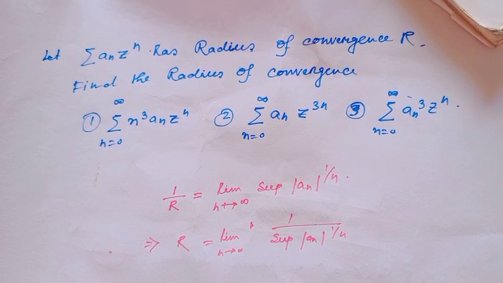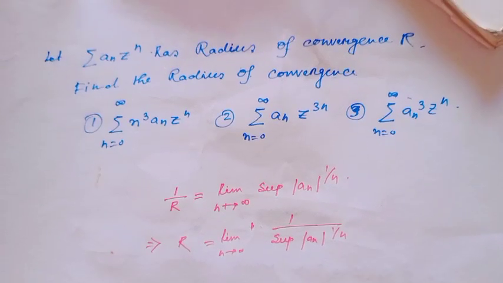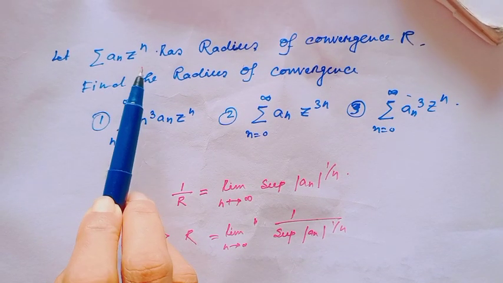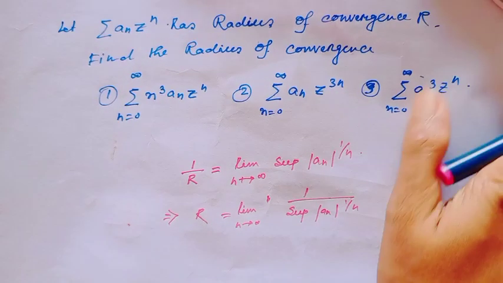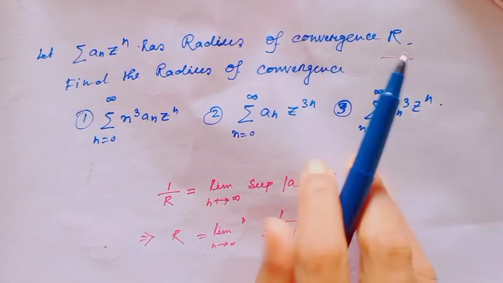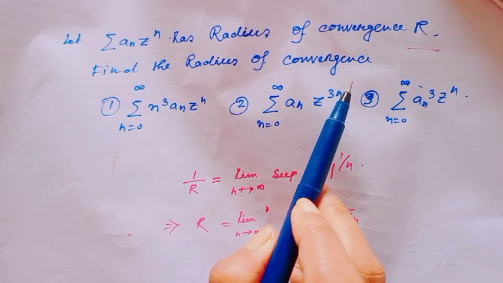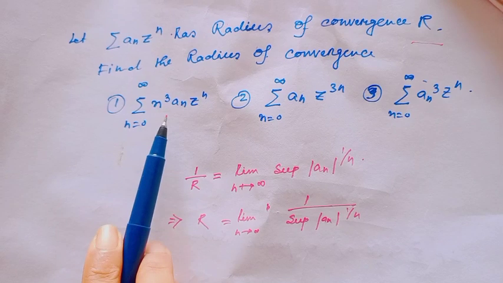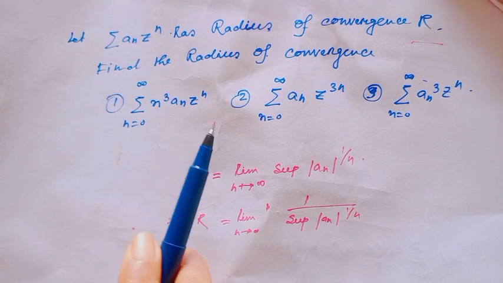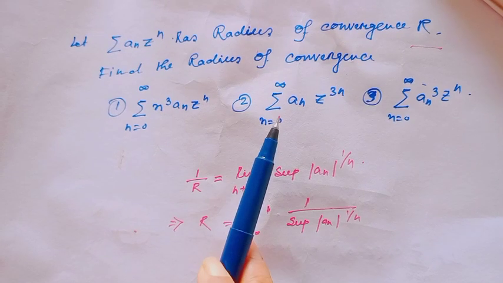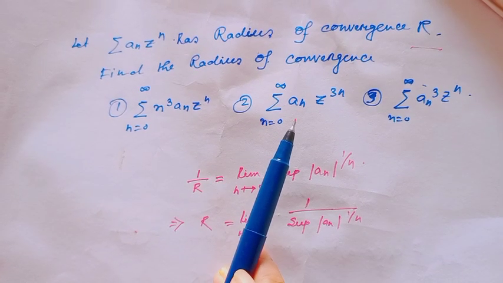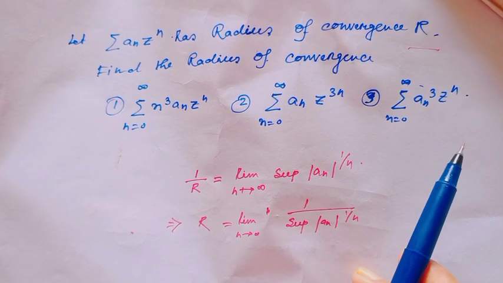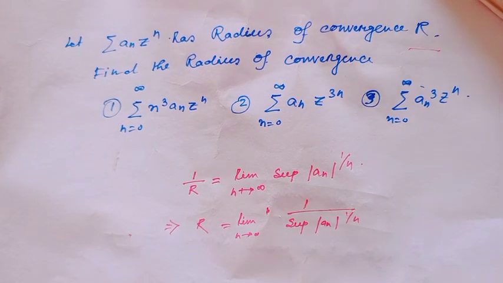Now I will see some easy three questions. These three questions are very conceptual but very interesting. Given the power series a n z to the power n has a radius of convergence r, then find the radius of convergence of these power series. First, series n equal to 0 to infinity n cube a n z to the power n. Second, series n equal to 0 to infinity a n z to the power 3n. Third, series n equal to 0 to infinity a n cube z to the power n.